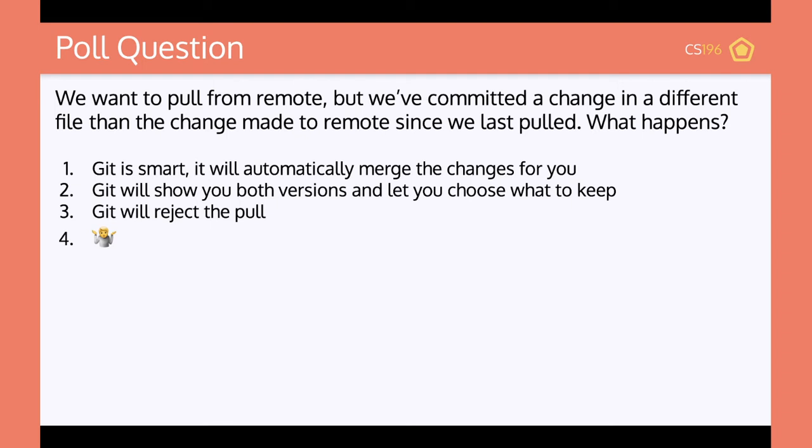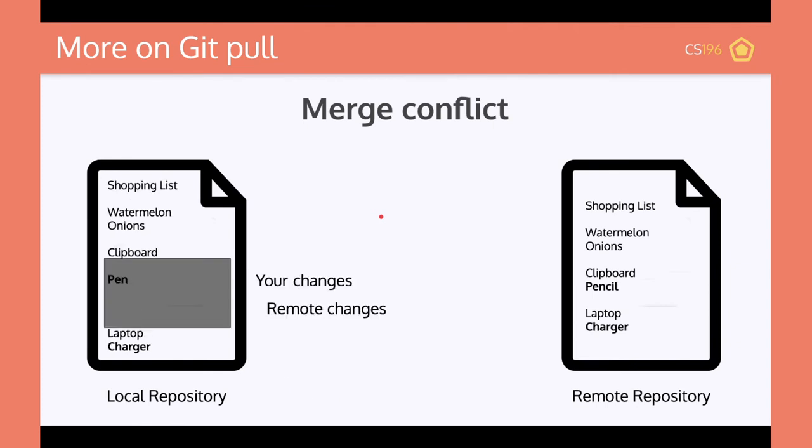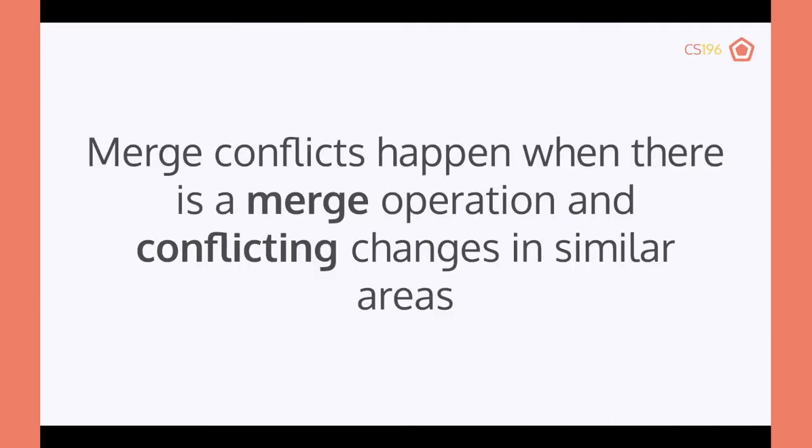So I'm going to ask, why would that happen? Remember, we committed a change in a different file than the change made to remote. So Git isn't going to reject it. It's actually going to automatically merge it for you, because remember, Git will only run into an issue and have a merge conflict when you have a change on the same line. So if we look at this example, Charger is on a line that didn't get changed on the local repository. So it didn't actually cause a merge conflict because there was no issue. So it's only when they're in the same area. In this case, it was a completely different file, so we didn't run into an issue.